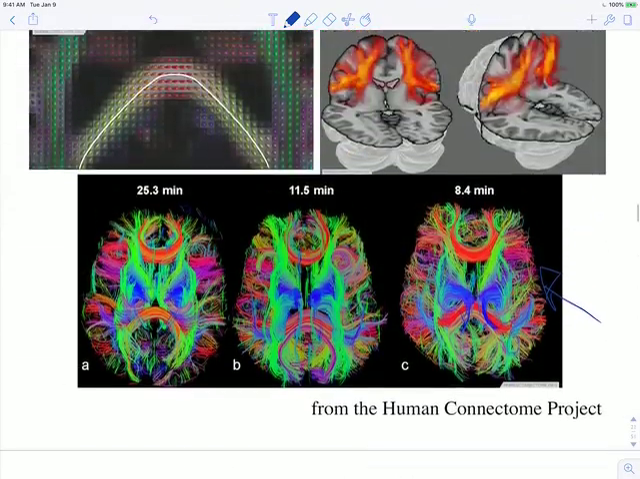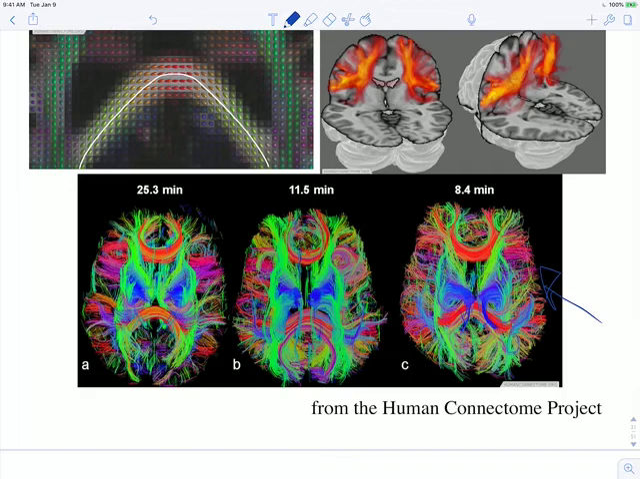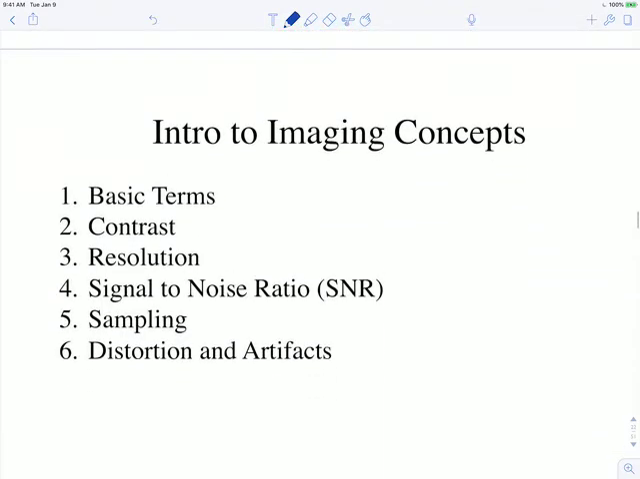So that's it for sort of the overview of modalities. So before I switch into some of the more imaging concepts, are there any questions? Okay. So what we're going to do today is review some of the imaging concepts. This is covered in chapter 3 of your book. I'm going to go about it slightly differently than they do, but the main concepts are the same.